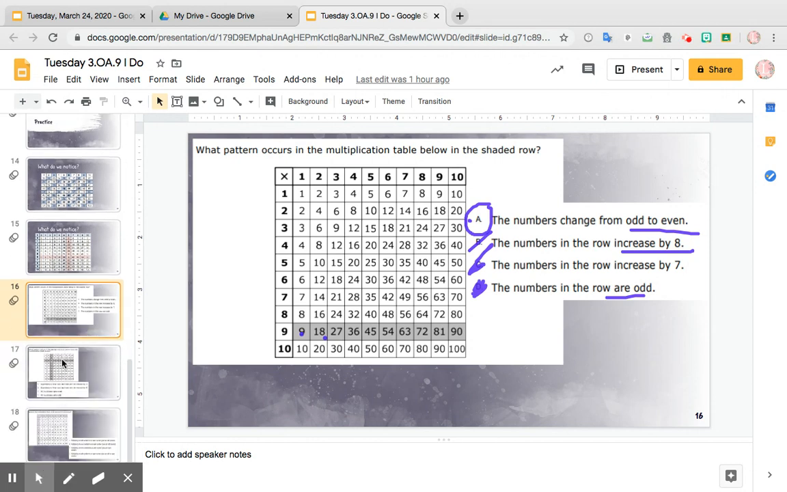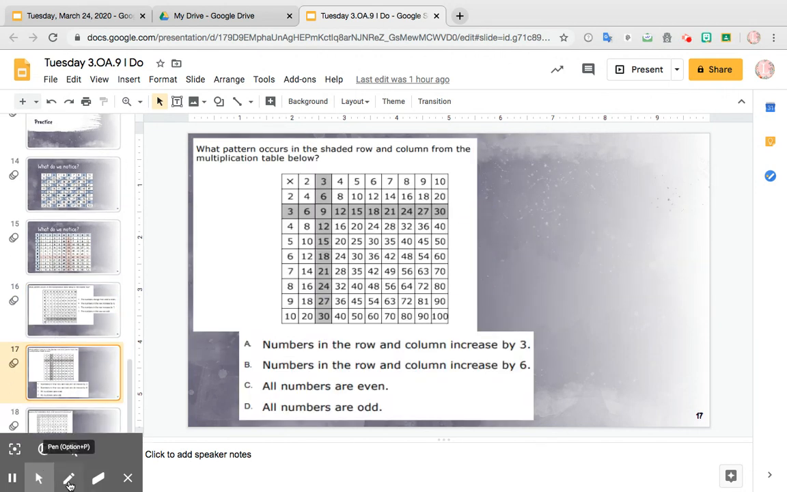All right, so slide 17, let's take a look at what the question says. It says, what pattern occurs in the shaded row and column from the multiplication table below? Numbers in row and column are increasing by 3. So let's see, 3 plus 3 is 6, plus 3 is 9. So I'm liking A again. So I just put a dot so I can remember that I like that answer. B, numbers in the row and column increase by 6. Well, if we just said they're increasing by 3, they can't be increasing by 6 as well.